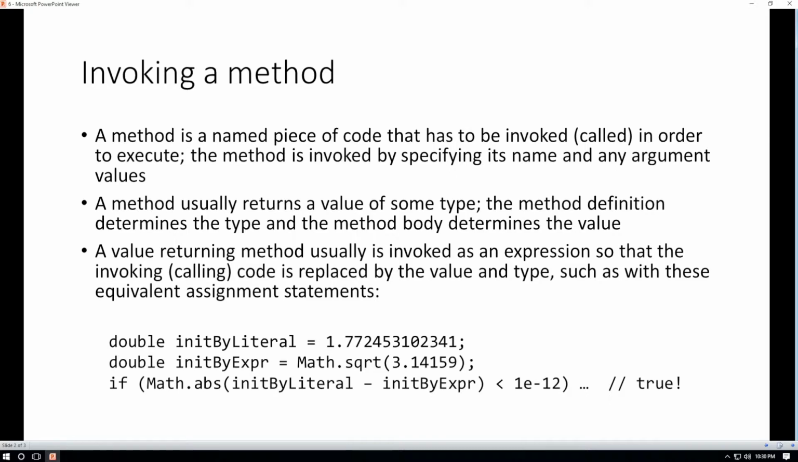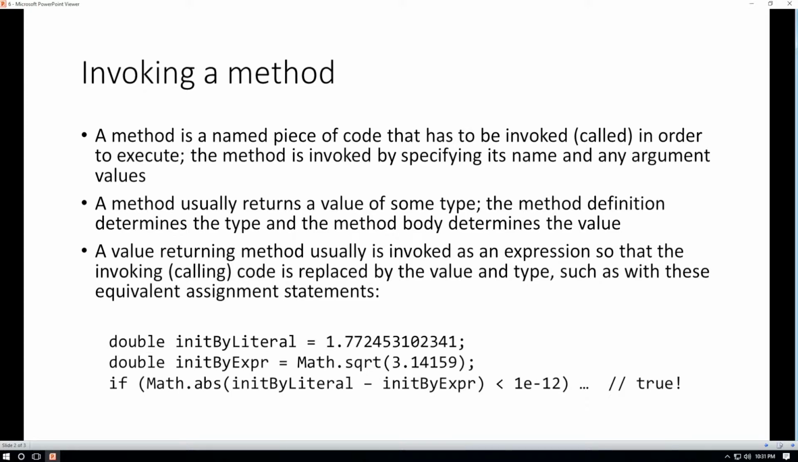In the example below, we see two different values, initialization by literal, or init by literal, and I assign that to 1.77, and then init by expression, Math.sqrt of 3.14159. Turns out that init by literal and init by expression will have roughly the same value. I say roughly because with floating point numbers, we only ever get approximations, not absolutes in most cases.